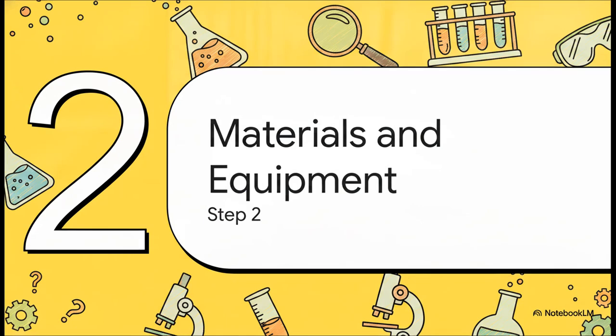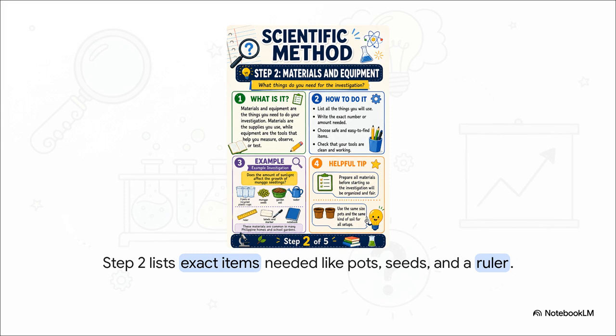Moving right along to step 2, materials and equipment. Now we actually gather our supplies. You've got materials, which are the things you use up, and equipment, which are basically the tools that help you measure. For our experiment, we need exact quantities of some pretty simple everyday items: pots, seeds, soil, water, and a ruler. The trick is to write down the exact numbers and amounts before you even begin.